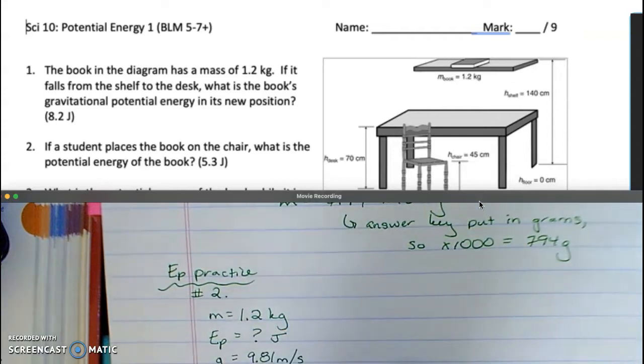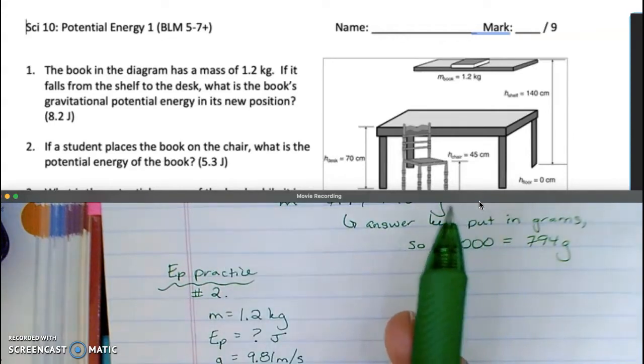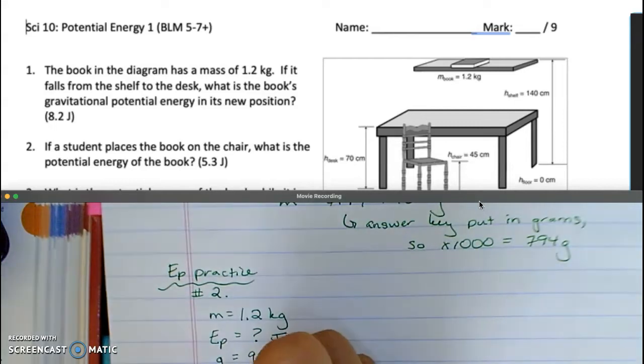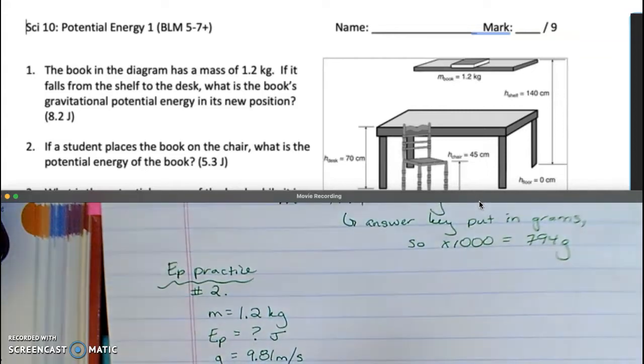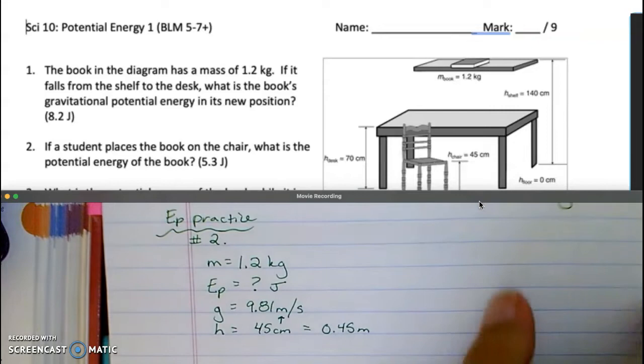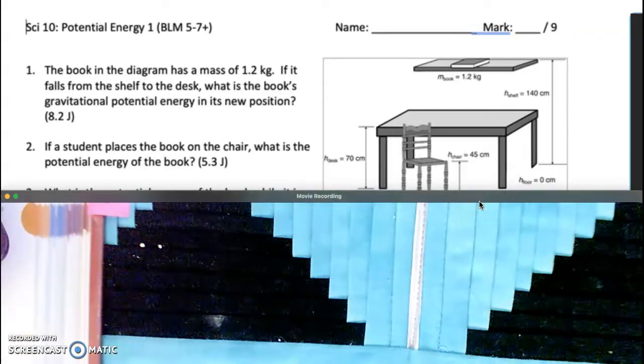And we need a height. Okay, let's see if we can find a height. It says it's putting on a chair. So in that diagram, we have the height on the chair is 45 centimeters. Okay, now right away I'm looking at centimeters and going, nope, we don't want that, we want meters. So that would be 0.45 meters, right? Divide by 100. Okay, and let's write down our variables for question 4 and get that ready.